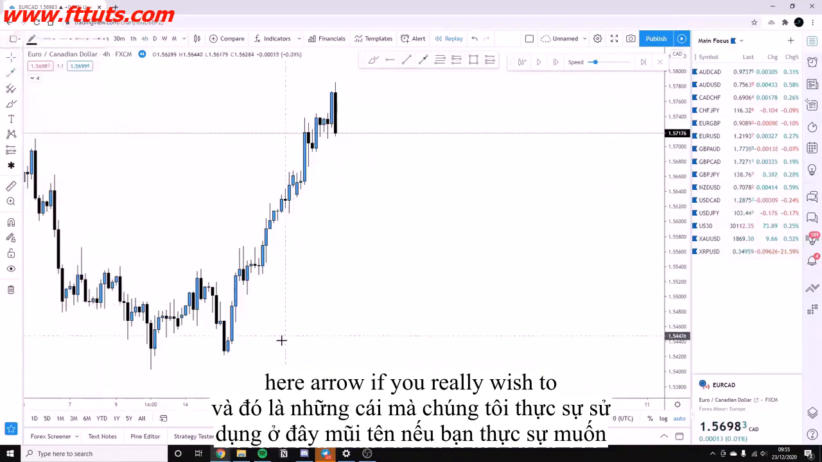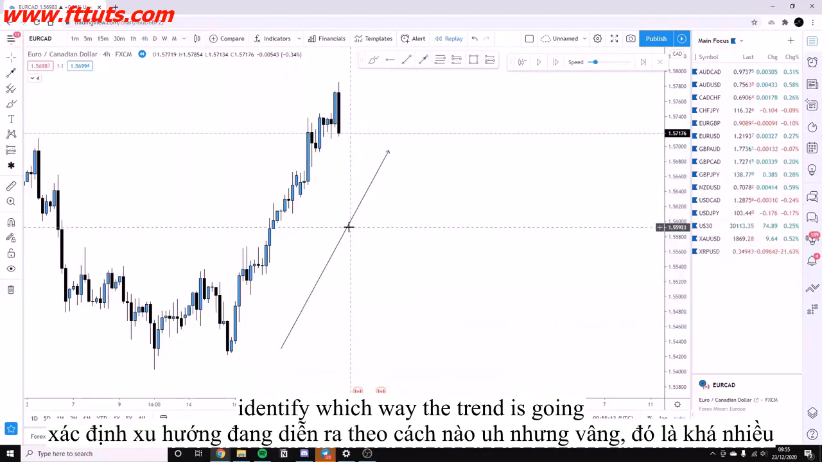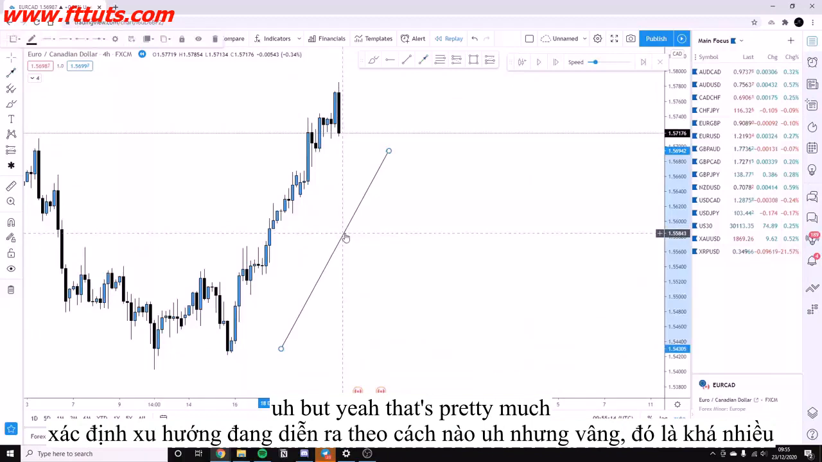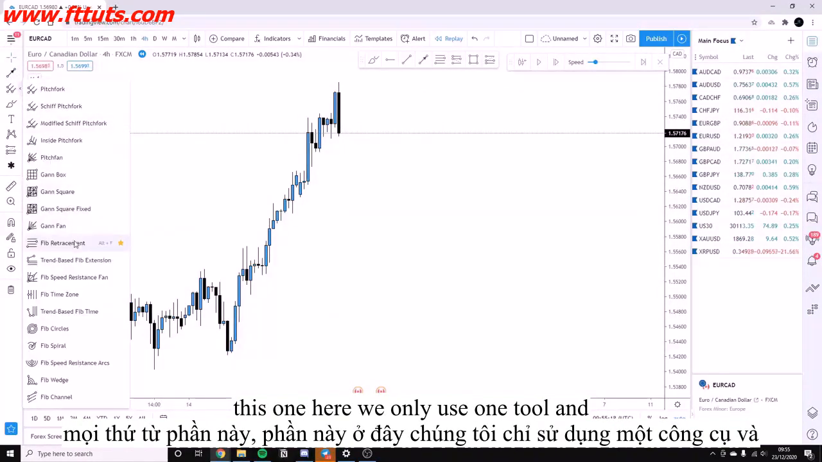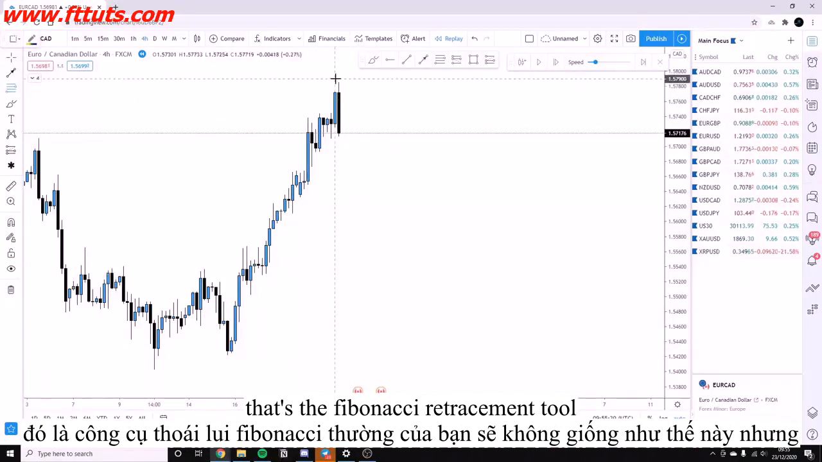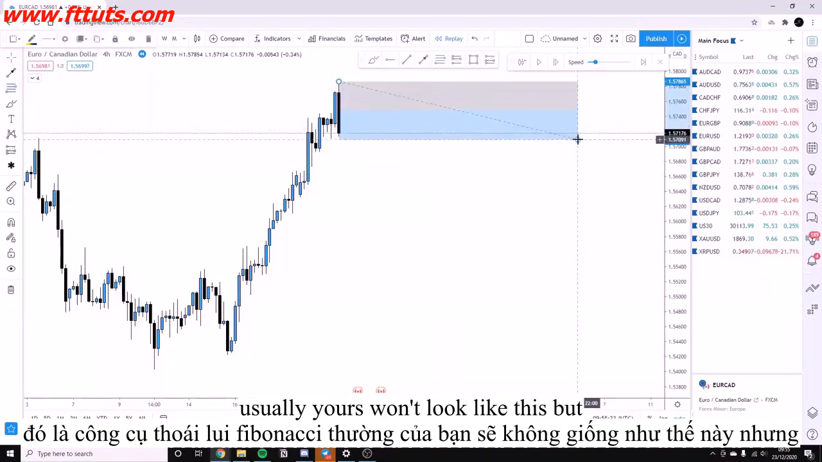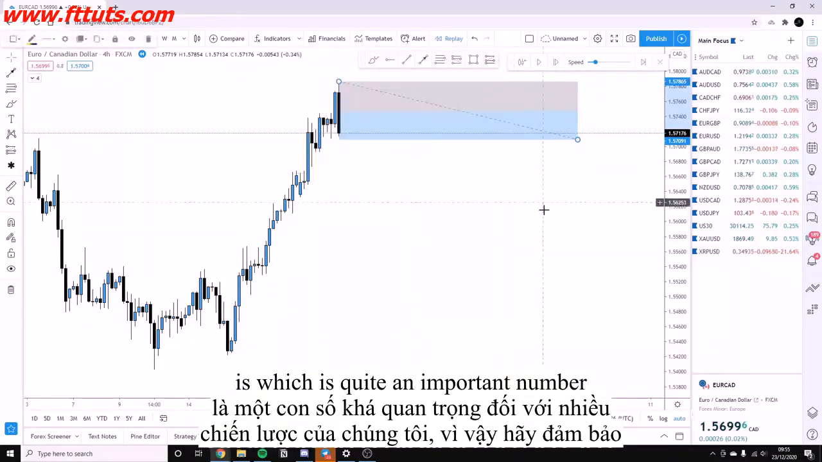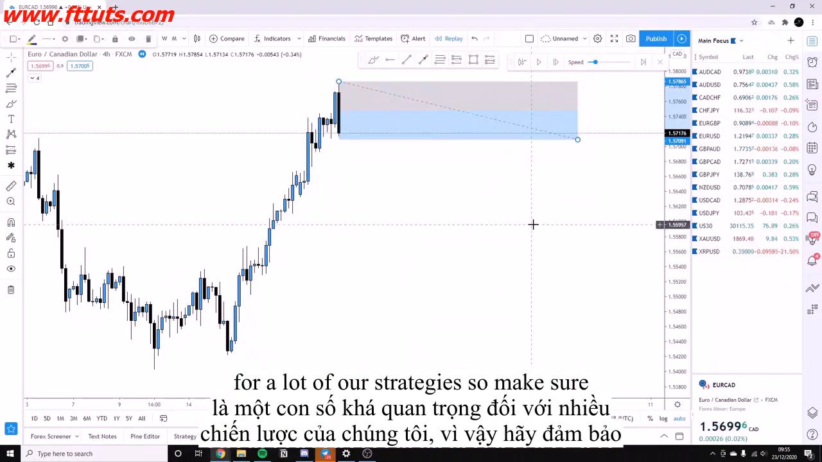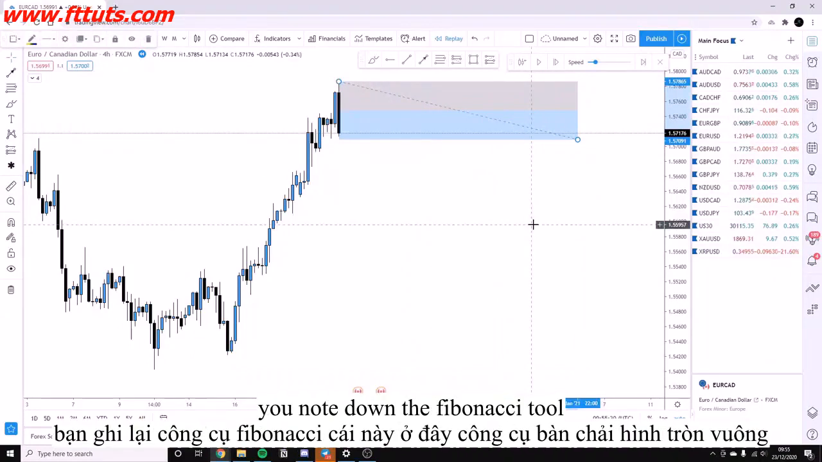Arrow if you really wish to identify which way the trend's going. But yeah, that's pretty much everything from this section. This one here, we only use one tool, and that's the Fibonacci retracement tool. Usually yours won't look like this, but it will have numbers on, and it helps you identify where 50% is, which is quite an important number for a lot of our strategies. So make sure you note down the Fibonacci tool.